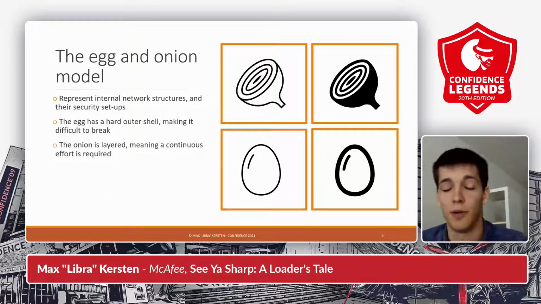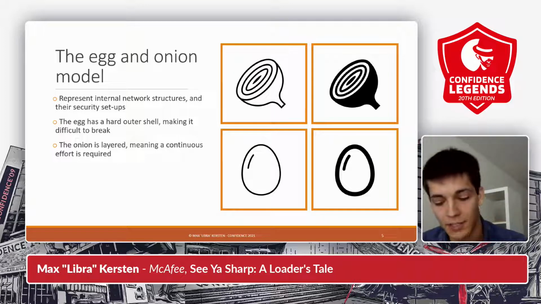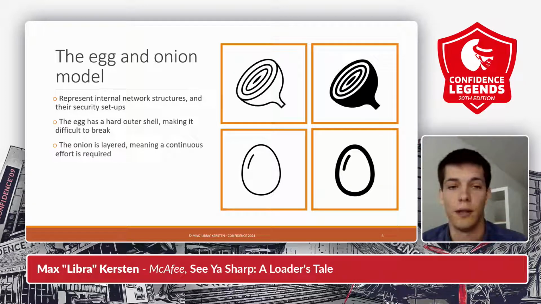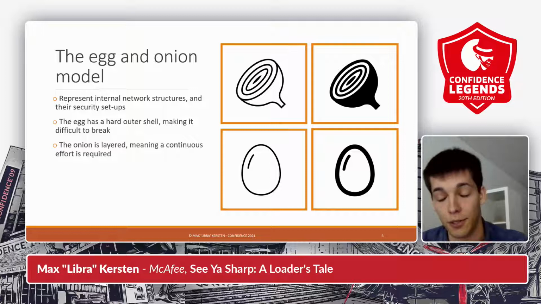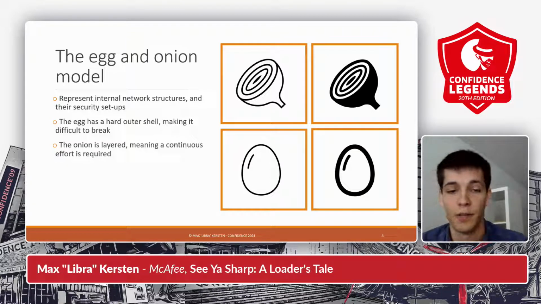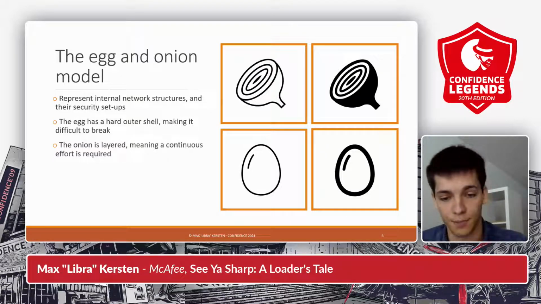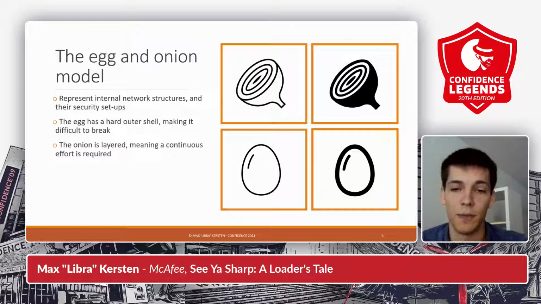Then the egg and the onion model. So like I said, loaders are used to get a payload on a target, be it once, be it multiple times, either works. But in this case, you want your company to have a network structure more like an onion rather than an egg. So the egg has a really hard outer shell, which is nice. You know, once you get out and you're baking a cake, you just need to crack the egg, put the inside of the egg in the basket, and you can continue.